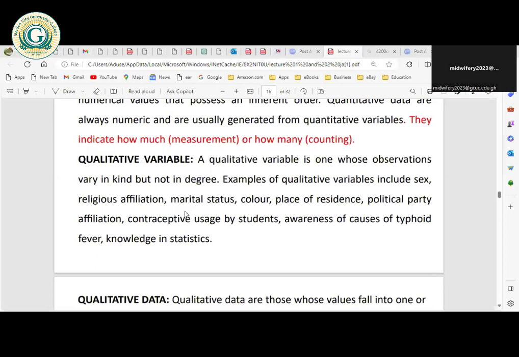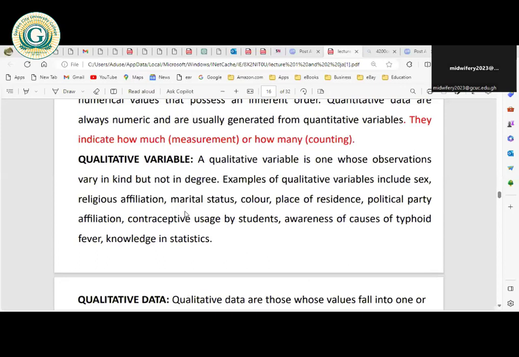An example is your gender. When I ask you your gender, you're not going to tell me 33, or 2, or 4, or 6, or 2.5. So you see that gender, you can only get it by observation.